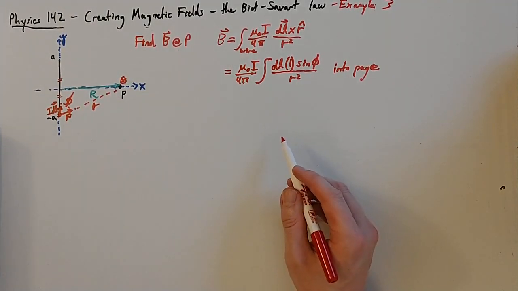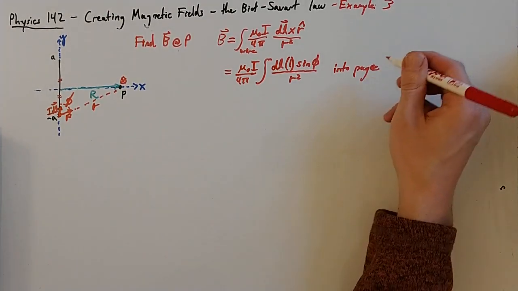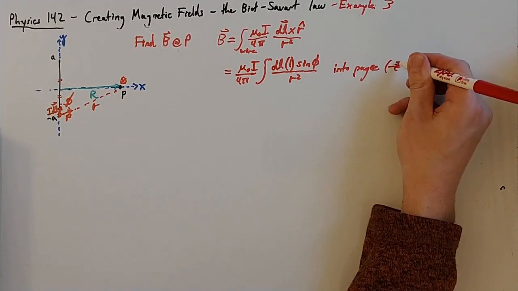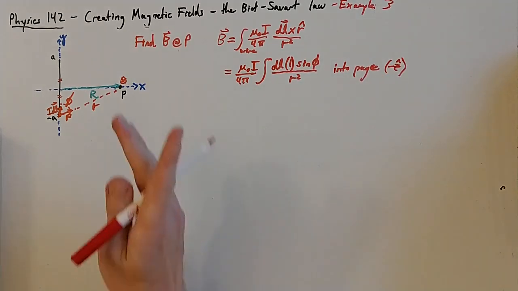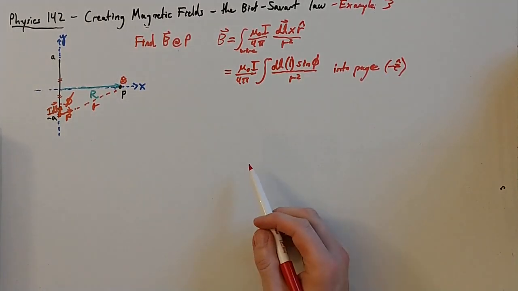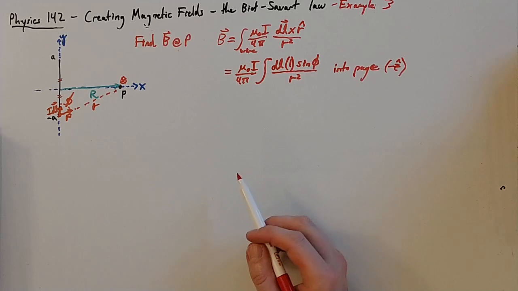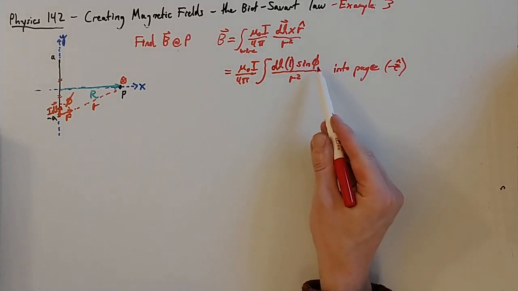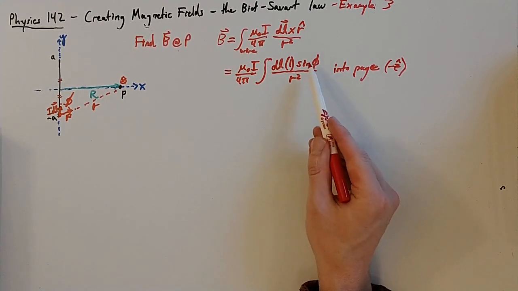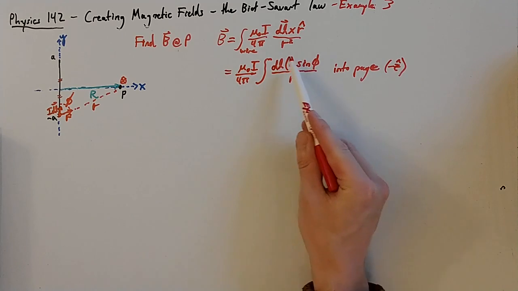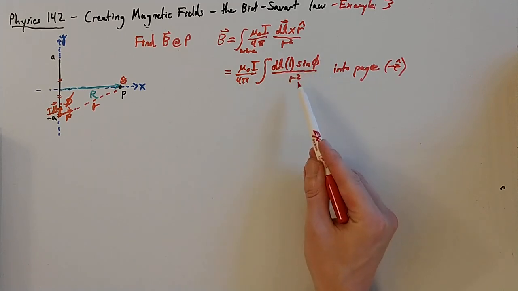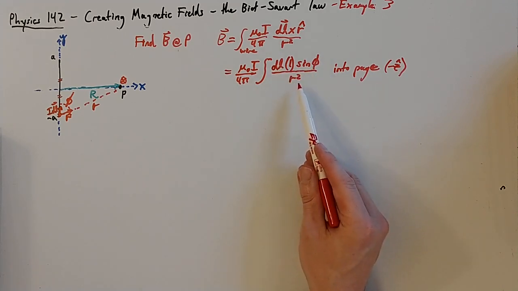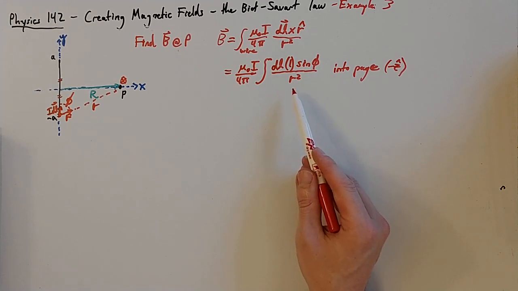All right. I think in my coordinate system, into the page would be the minus z hat direction if I had an x, y, and z direction, right? But into the page, that's the direction here. All right, so we've handled the cross product, all right? But to make any progress, we have to now replace dl, sine phi, and r in terms of variables that we can actually integrate, all right?